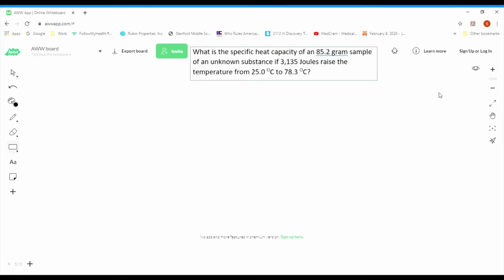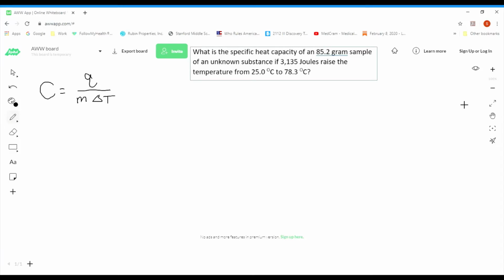Okay, we're back for problem number 3, in which we're going to be looking for specific heat capacity. Now, on the PowerPoint, we were told what the formula is for the specific heat capacity of a substance. C is the specific heat capacity, that's the letter that represents it, and it is equal to Q divided by M times delta T.